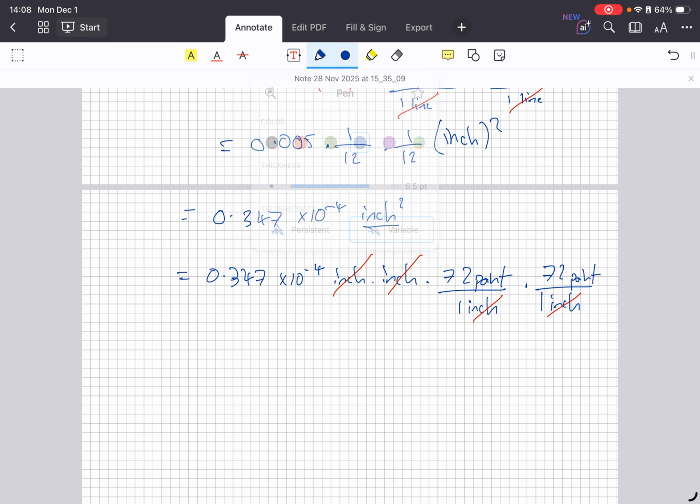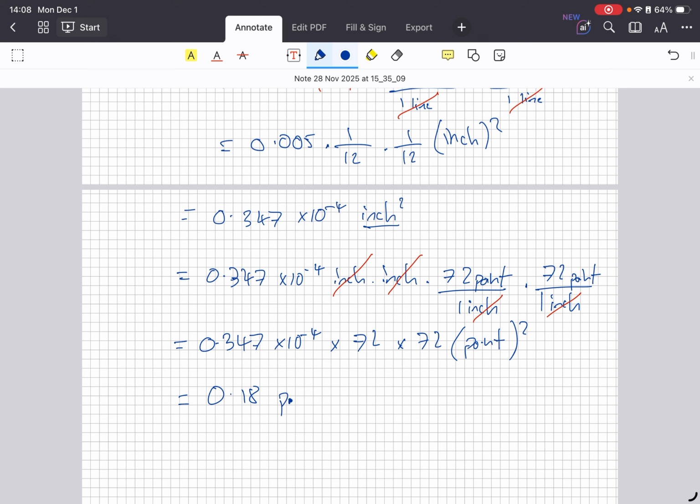And our final expression then, we'll get 0.347 times 10 to the minus 4 times 72 times 72 points squared. Okay. And when we actually do the multiplication here, again, you can just stick these numbers into your calculator. And what we end up with, rounding this off to 2 decimal places, we get 0.18 points squared. So the actual numbers here, you're all pretty good at working with numbers, I would imagine. That's why you're doing a maths degree.